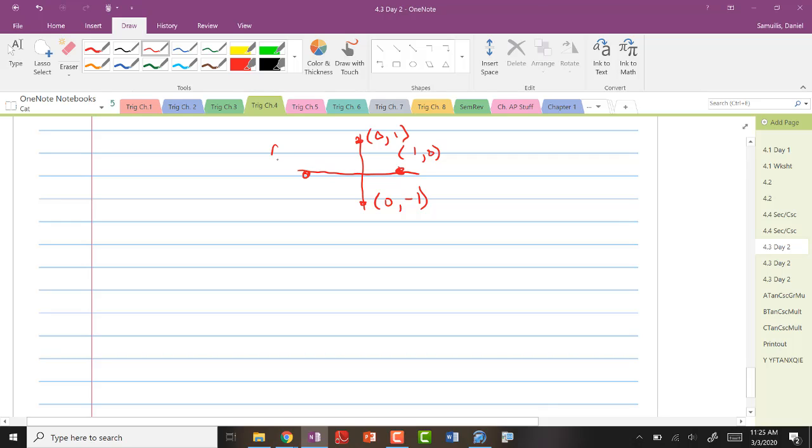Why are you selecting these coordinates? Because it's coordinate trig that allows us to evaluate trigonometric things. So the first thing we're going to do is y equals tan x.